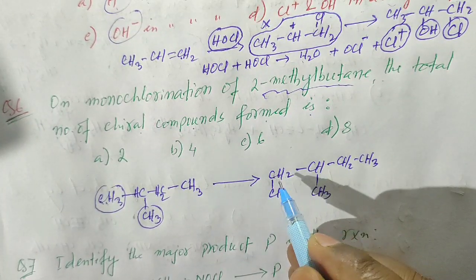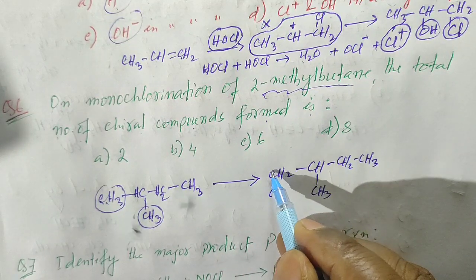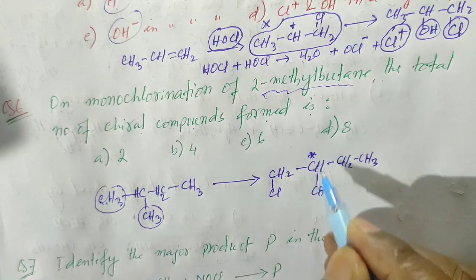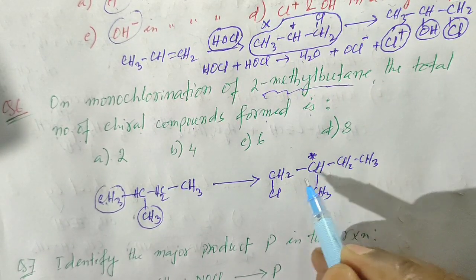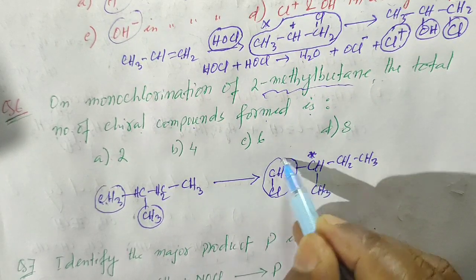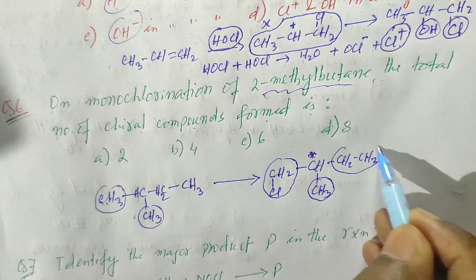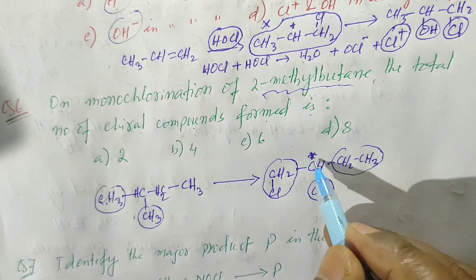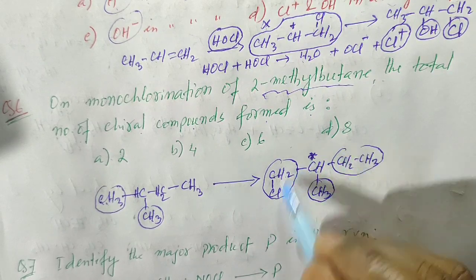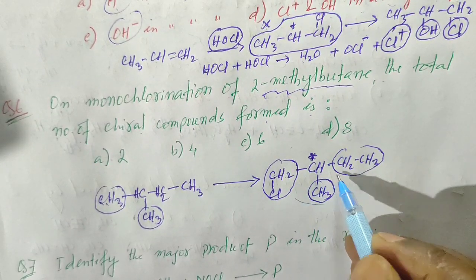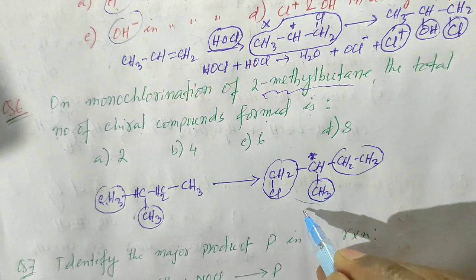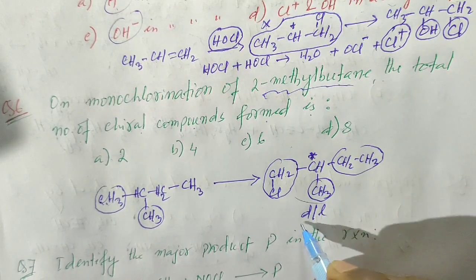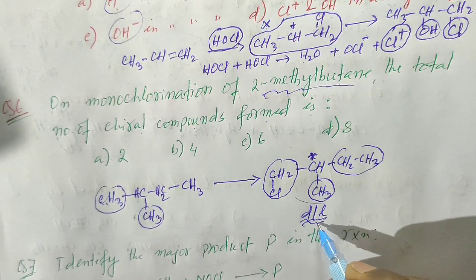Since these two hydrogen atoms are similar, this carbon is not chiral, but this carbon is chiral, because the 4 groups attached to this carbon atom are all different. This is one group, this is the second group, this is the third group, and the hydrogen is the fourth group. This carbon atom is chiral. So since this is chiral, this compound is a chiral compound. Since it is chiral, it can have its R and S configuration, or D or L. So therefore we get 2 chiral compounds here.